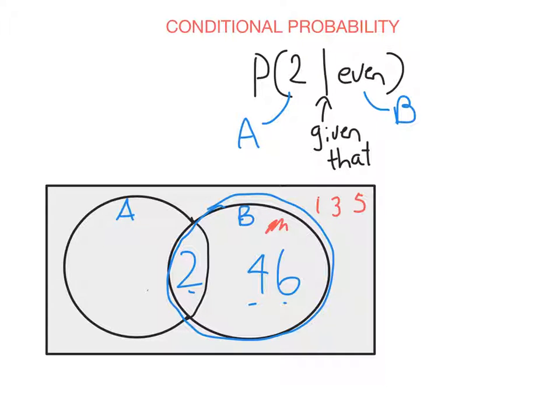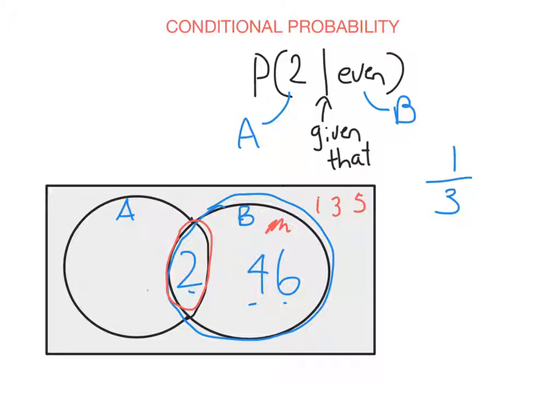So I want to find basically the probability that I'm also in this circle here, in A. And so the probability of that is just, well, there's one way I can be in A and also in B, and there are 3 outcomes in total that are even. So basically what I'm saying is the probability of 2 given even is the proportion of outcomes in this section of the circle compared to the outcomes in the whole circle, right?